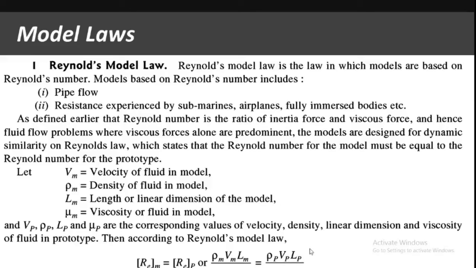Therefore rho m Vm Lm upon mu m should be equal to rho p Vp Lp upon mu p. Now what we will do is divide the left side quantities into the right side. So we will have rho p upon rho m into Vp upon Vm into Lp upon Lm into 1 upon mu p upon mu m. Okay, so this should be equal to 1.